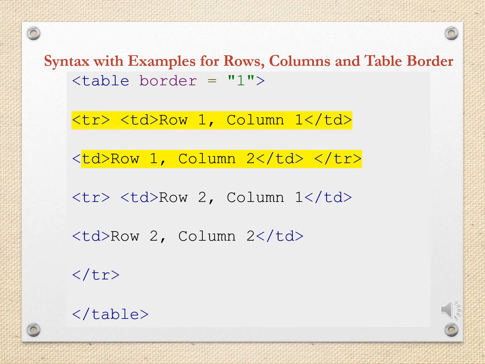And here, if you want to create one more column, that is the second line. If you want to include one more detail, you can give it as column 2, and here we have closed the table. So this table will have one row and two columns. And again, we have included one more row and one more column, and at last we have closed the table with the closing tag.